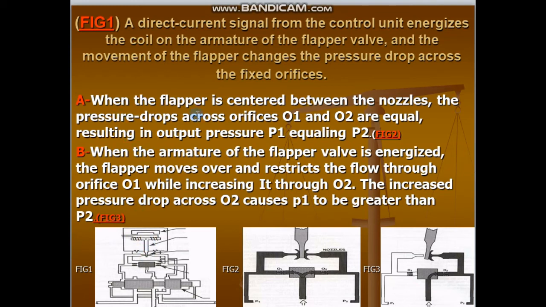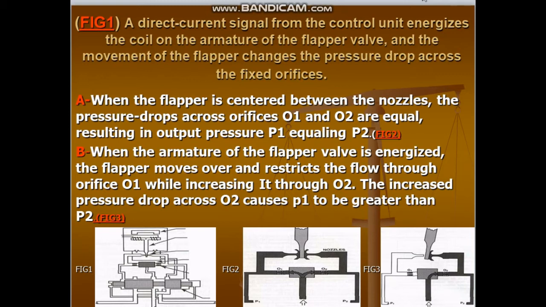When the flapper is centered between the nozzles, the pressure drops across orifice 1 and orifice 2 are equal, as we see here. When the flapper is at the center of the nozzles, the pressure across O1, orifice 1, and O2, orifice 2, will be equal, resulting in output pressure P1 equal to P2, as we see in this figure. The pressures P1 and P2 will be equal because the flapper is centered between the nozzles.